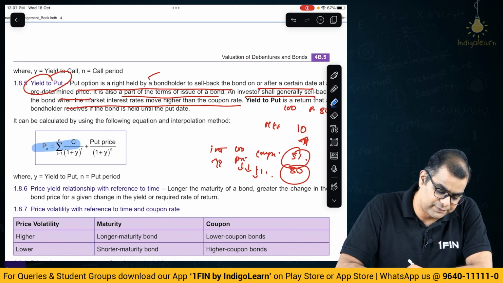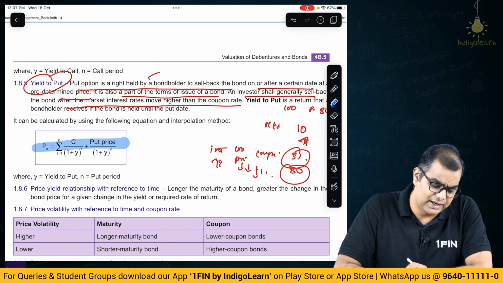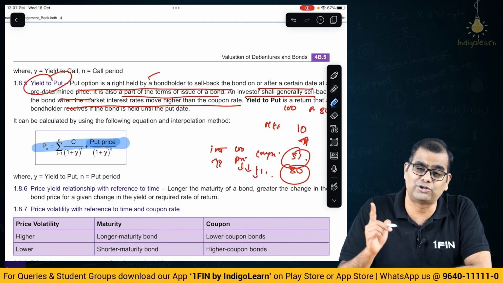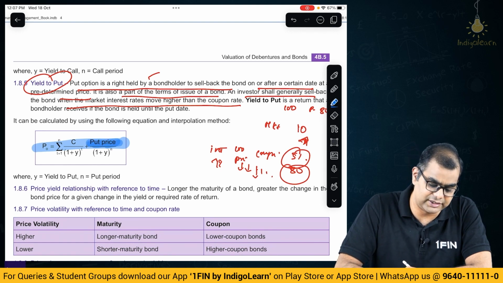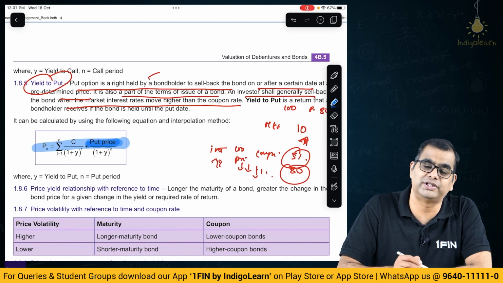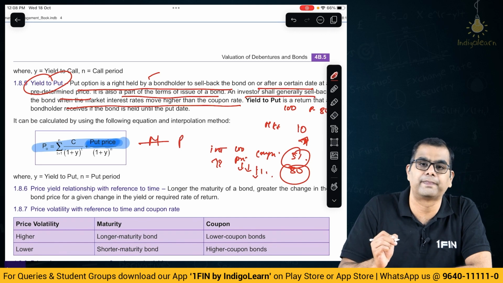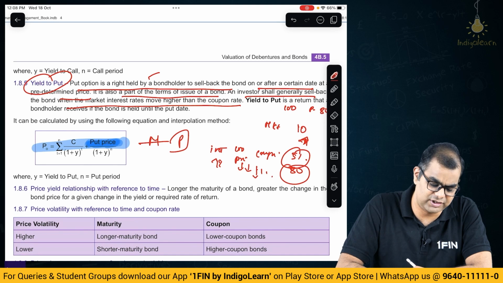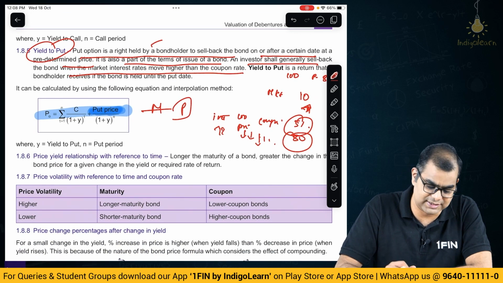Yield to put of the bond is the rate at which the current market price is arrived at, where you take the put price instead of the redemption value, which is the maturity value. In between itself there is a put date, so till that date, whatever is the maturity price, you compute, instead of taking M, you take the put price. Instead of M, you take P. Maturity value, which is the final redemption value, instead of that you take the put price. It is a very simple formula. So far they have not asked questions on this, but at some point they may ask, is my expectation.